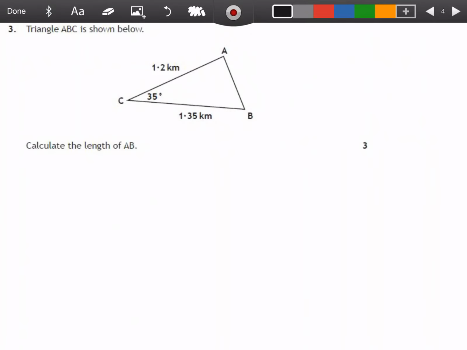Number 3, here's a triangle. Calculate the length of AB. AB, I'll call it x. Normally when I have a triangle, to find the value, I generally would call it x. It doesn't really make any difference. Right, triangle, you should be thinking possibly trigonometry, not Pythagoras. Pythagoras, we're looking for a right angle triangle. So trigonometry, sine rule, cosine rule.